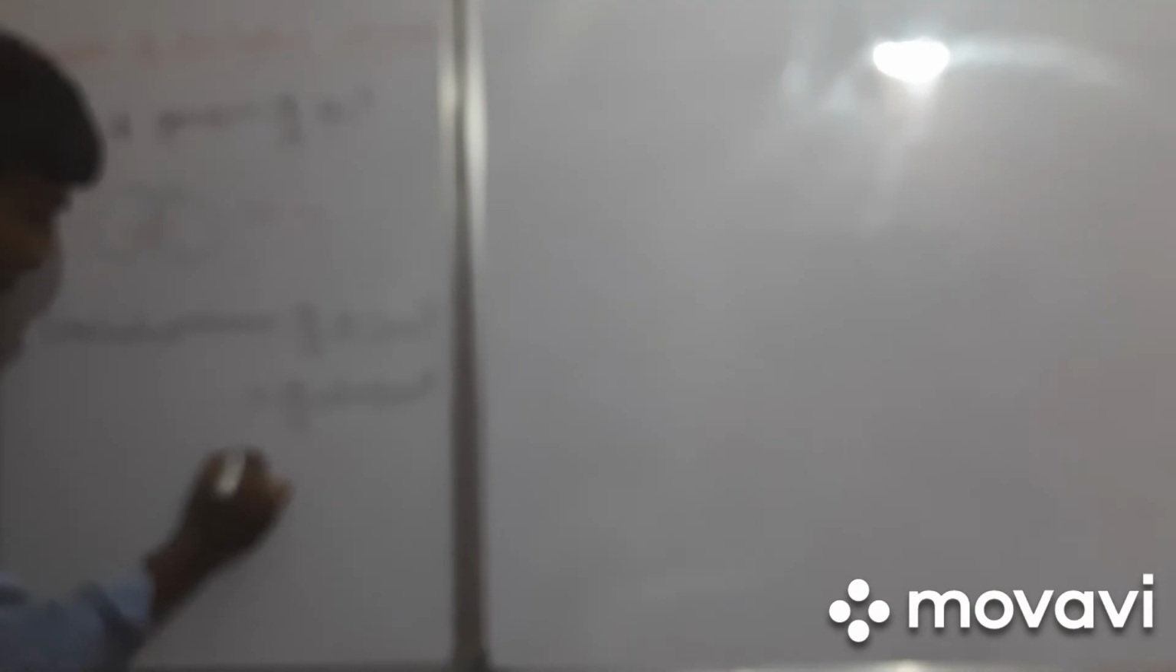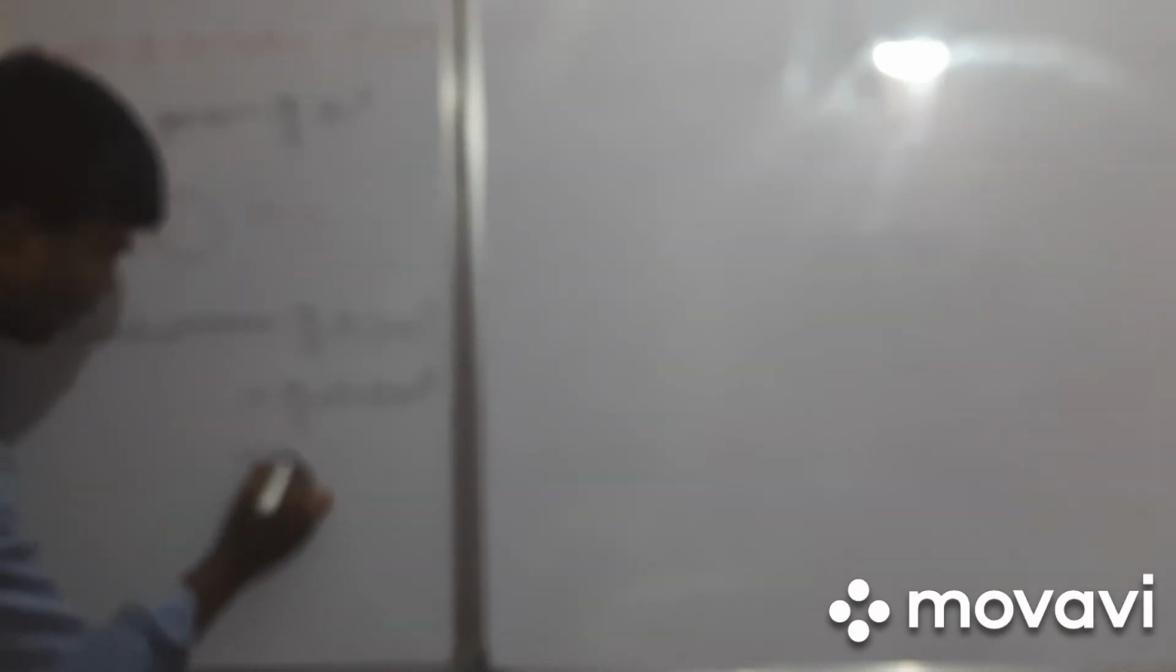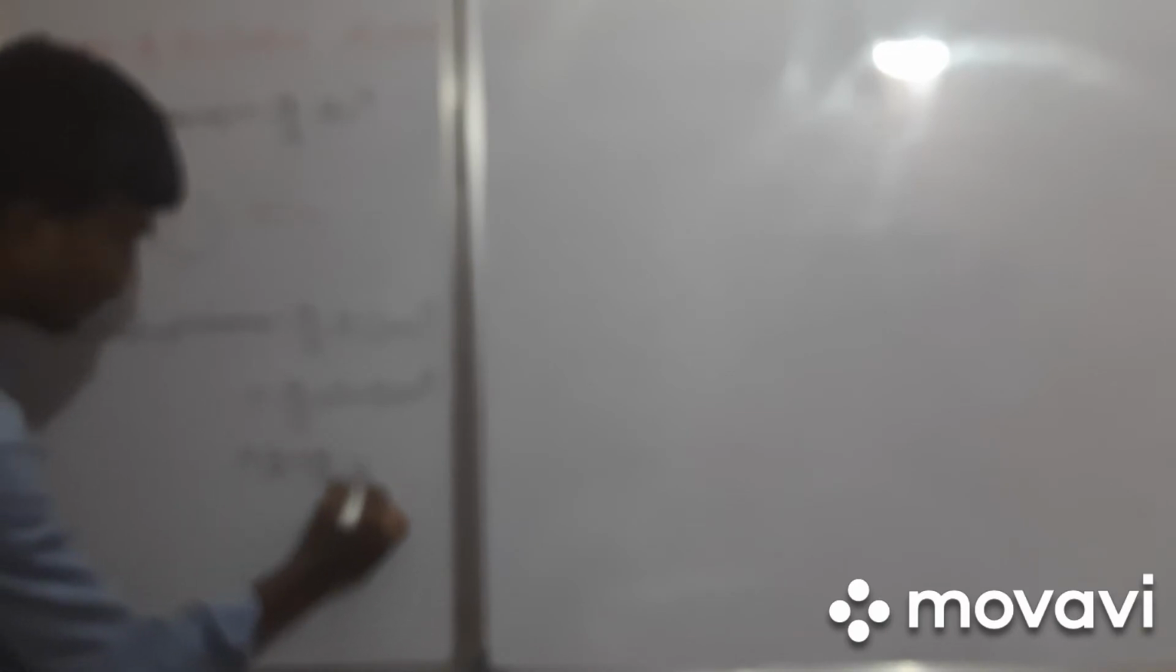So then after it is 8 into 4 by 3 pi r cube. So this excluded volume is for how many gas molecules? This is for 2 gas molecules. Then what about one molecule?